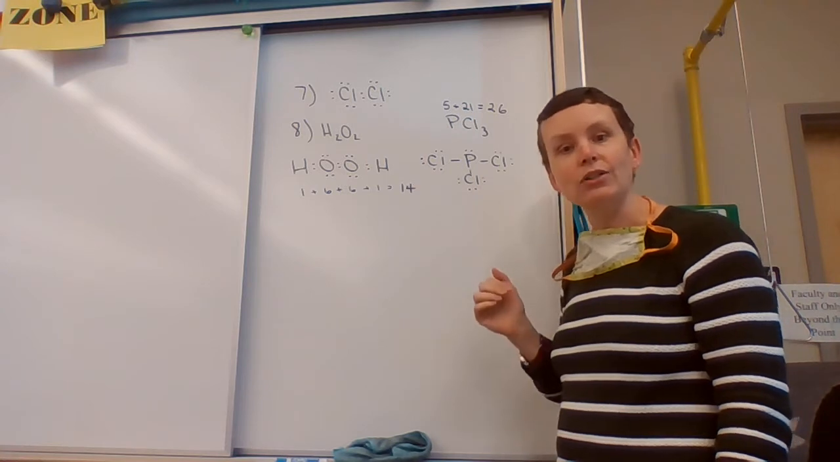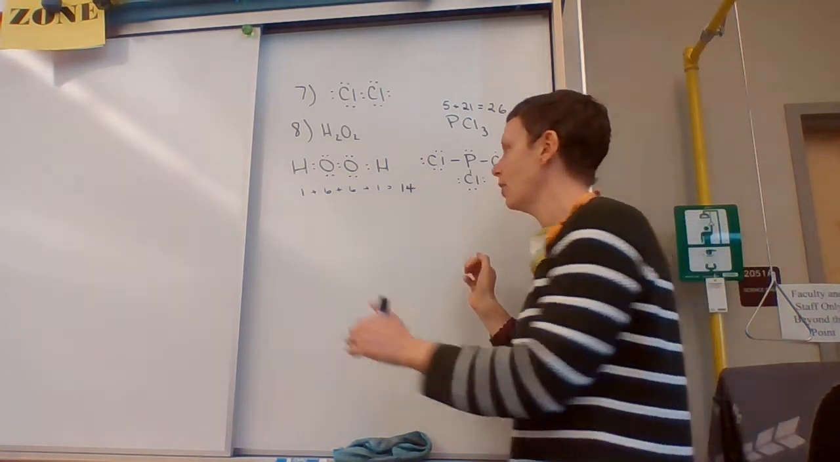All right, number 9, hydroxide. Hydroxide is a polyatomic ion, OH minus.